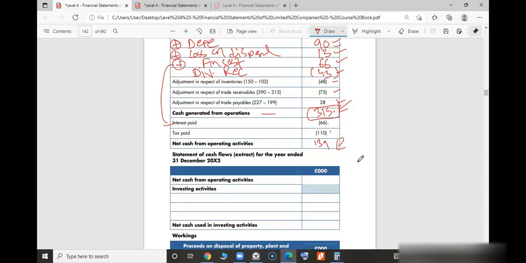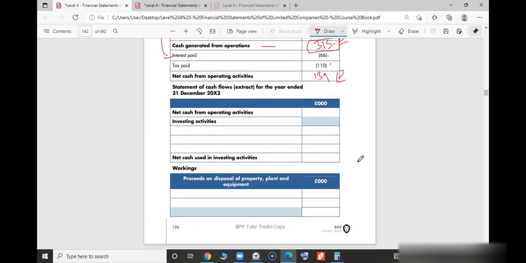Let's do investing activities. Before that, what are the couple of items that go in it? Net cash generated from operating activities is this 139. And in investing activities, a purchase of non-current asset is a minus. And if there is a disposal of non-current asset, dividend we're going to do as well. We do have a disposal of non-current asset.